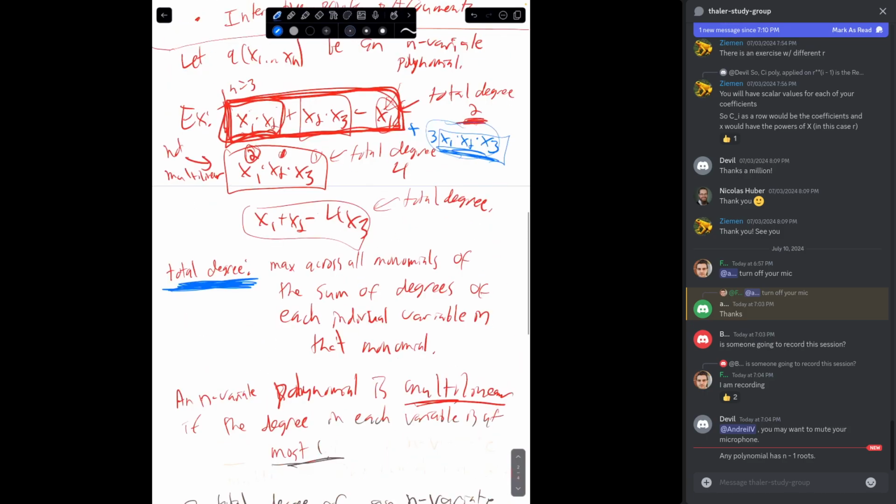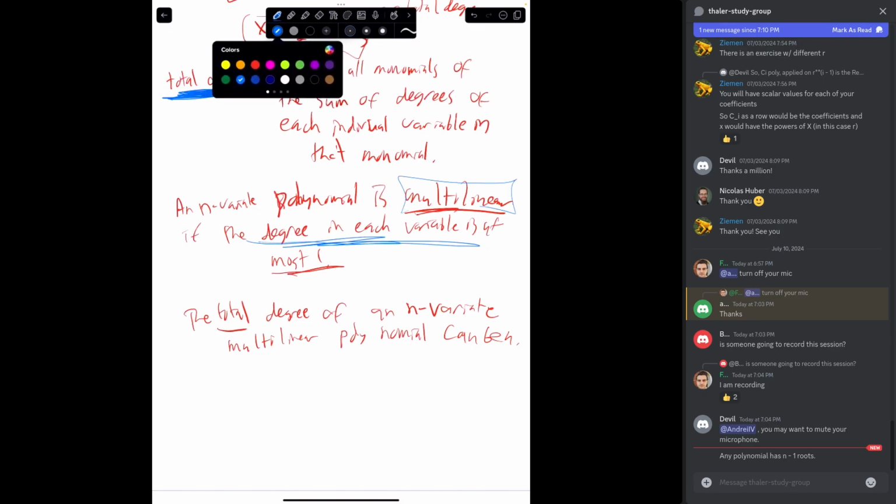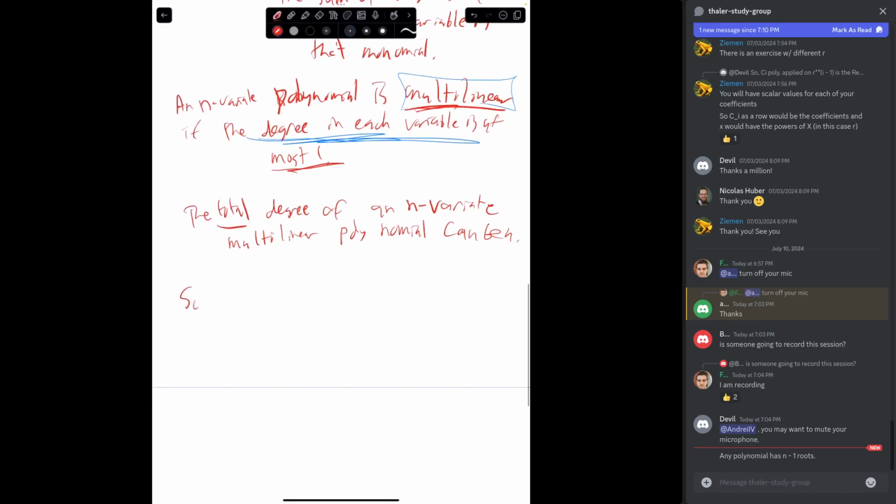But the property of a polynomial being multilinear is a property of the degree in each variable. The total degree can be up to the number of variables for a multilinear thing. Okay, so with that out of the way, I can give you the Schwartz-Zippel lemma.